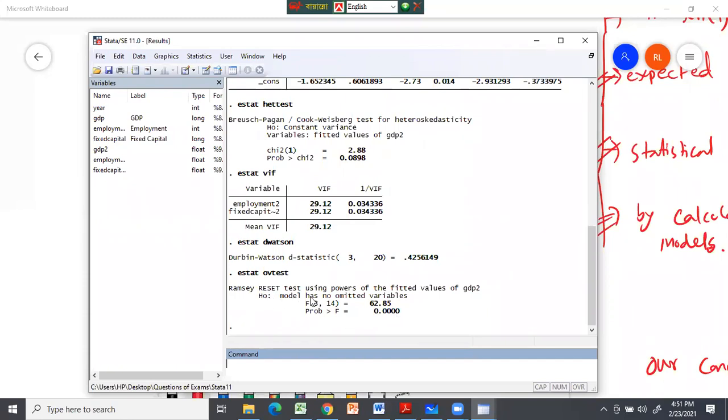Sir, there is specification bias in the model. Exactly. So your null hypothesis is the model has no omitted variables. If there is no omitted variable, there is no specification bias. So we are rejecting the null hypothesis.